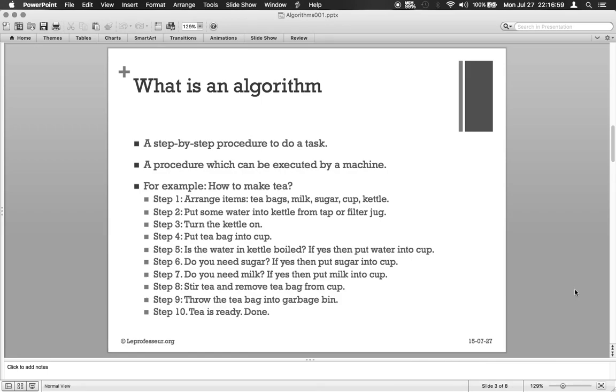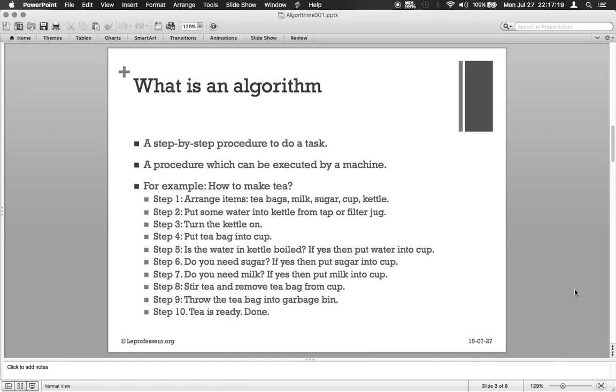For example, if I ask you how do you make a tea, what would be the algorithm to make a tea? What do you think? Well, let's figure it out. What should be the algorithm? What should be the step-by-step procedure to make a tea?